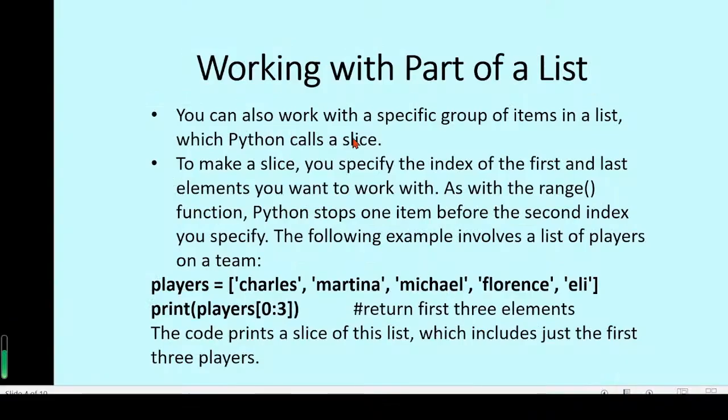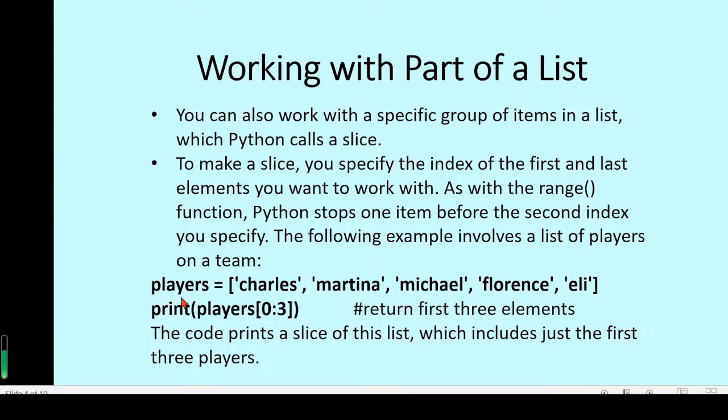You can also work with a specific group of items in a list, which Python calls a slice. To make a slice, you specify the index of the first and the last elements you want to work with. As with the range function, Python stops one item before the second index you specify. So the following example involves a list of players on a team.